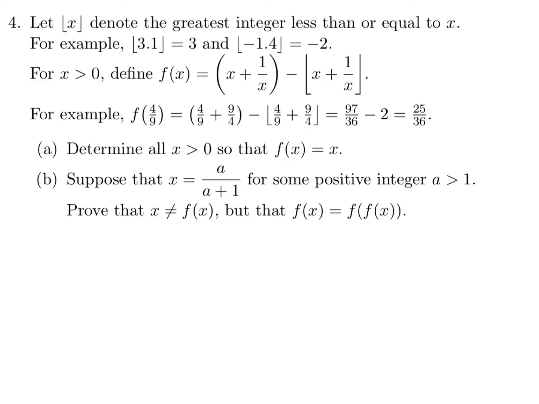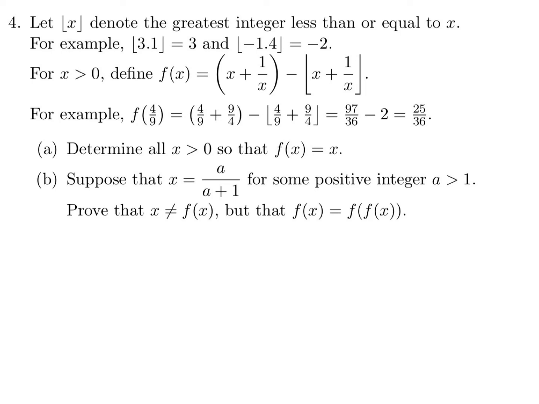Let ⌊x⌋ denote the greatest integer less than or equal to x. For example, ⌊3.1⌋ is equal to 3, and ⌊-1.4⌋ is equal to -2. For x greater than 0, define f(x) to be x + 1/x - ⌊x + 1/x⌋.